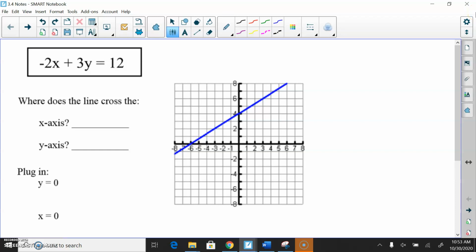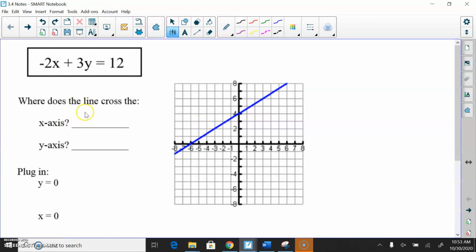Today we're going to talk about how to graph a line when it's in standard form. So this equation in the box is in standard form, and it's because there's an x term with a whole number coefficient and a y term with a whole number coefficient equal to a constant. Okay, so if it's an x plus a y equal to something and they're all whole numbers, that's standard form. And we're going to talk about a couple properties of this.